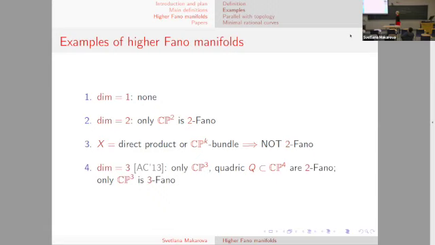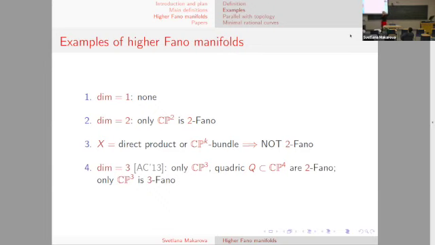And now we can consider some examples of higher Fano manifolds. So in dimension 1, by this observation, there will be none. So there will be no 2-Fano manifolds. In dimension 2, recall that we had a list of del Pezzo surfaces, which was actually just 10 of those. So by checking those explicitly, we can see that only CP2 is 2-Fano.